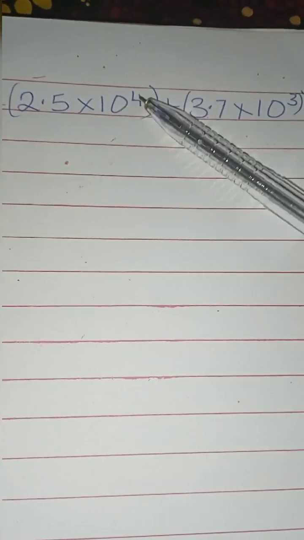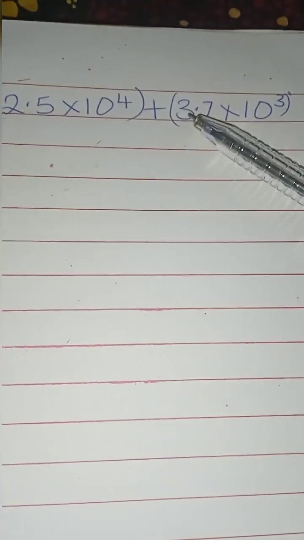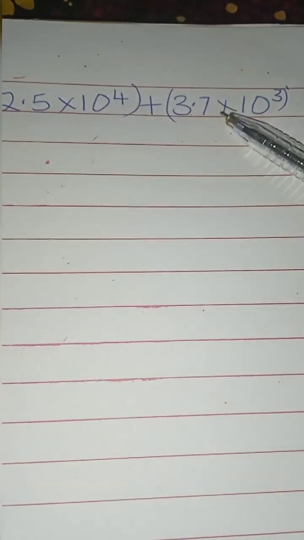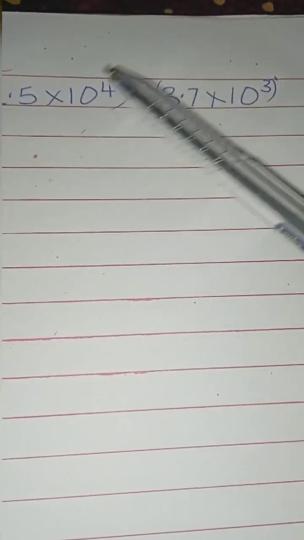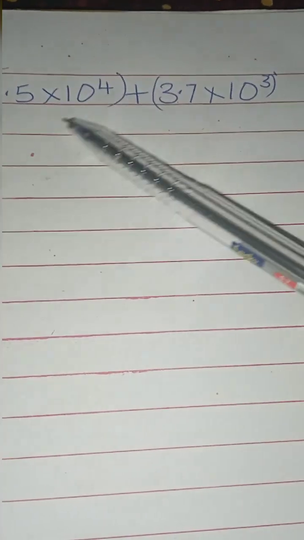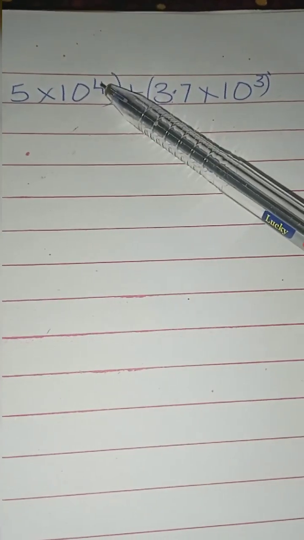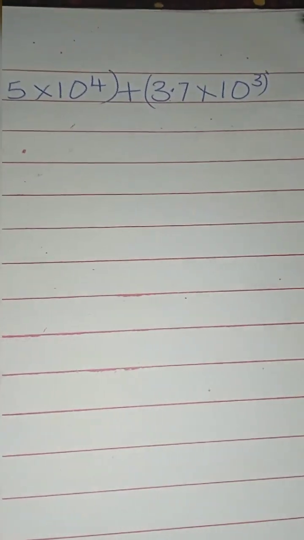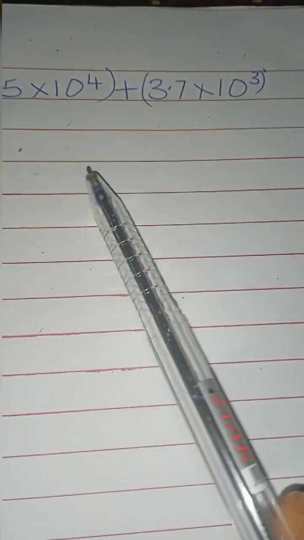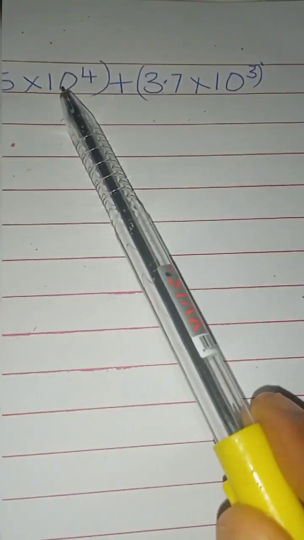2.5 times 10 raised to the power 4 plus 3.7 times 10 raised to the power 3. Now, when you have a question like this, you can see that this one has 10 raised to the power 4, and this one has 10 raised to the power 3. So they are different. And we have said that in adding numbers in standard form, you add the coefficients, which are the decimals, together, and the power must be the same before you add.